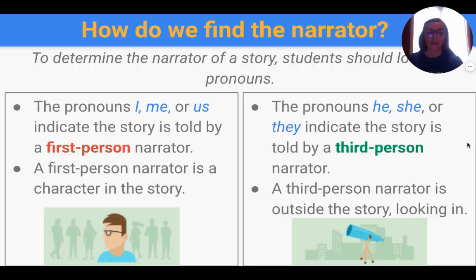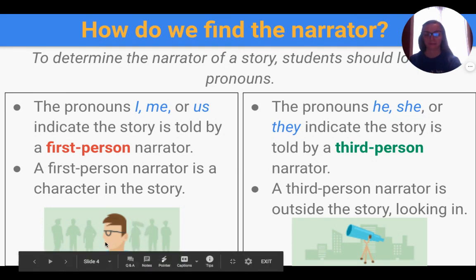So we're going to start with narration because in order to find the point of view, you first must find out who the narrator is. So how do we find out who the narrator is? To determine the narrator of a story, students should look at pronouns. If you see pronouns like I, me, or us, this shows that the story is told by a first-person narrator. A first-person narrator is a character in the story. They are there, they are living it.